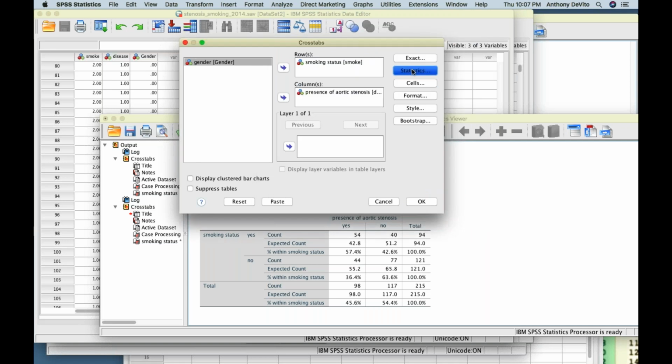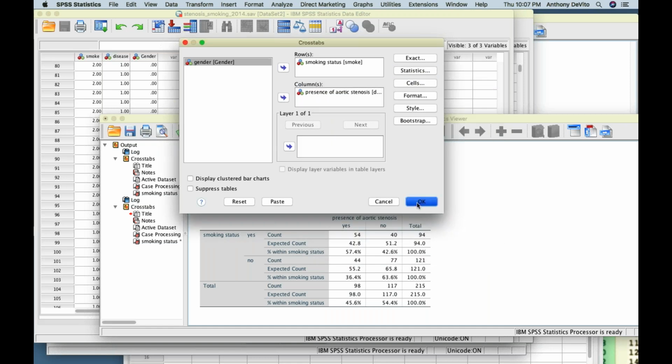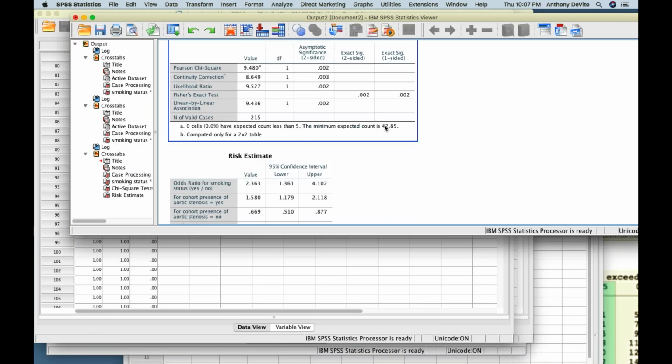Let's see. I'm going to go into statistics. I'm going to say calculate the chi-square for me, and also calculate risk. Okay, actually risk means risk ratio and odds ratio. I'm going to click continue and say okay. And SPSS brings up the output window. Let's see what we have now.